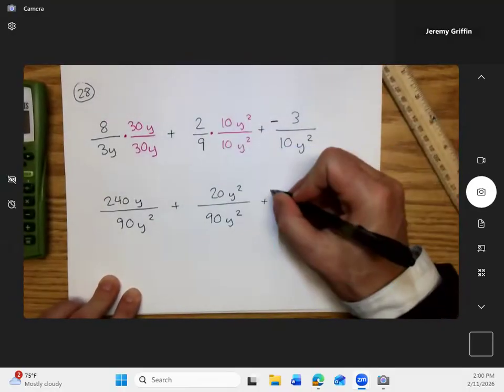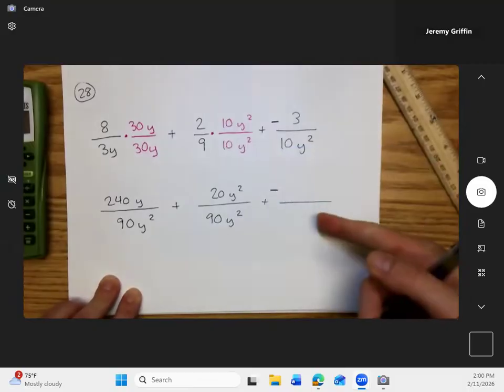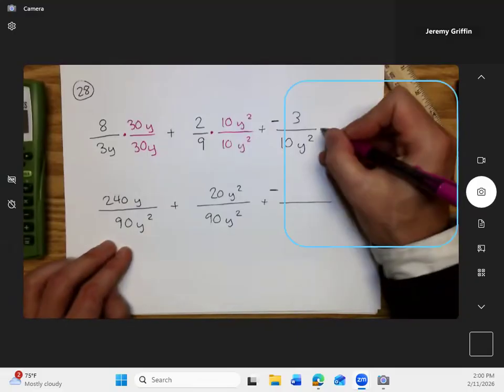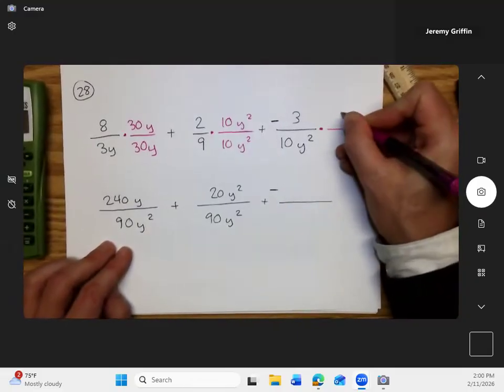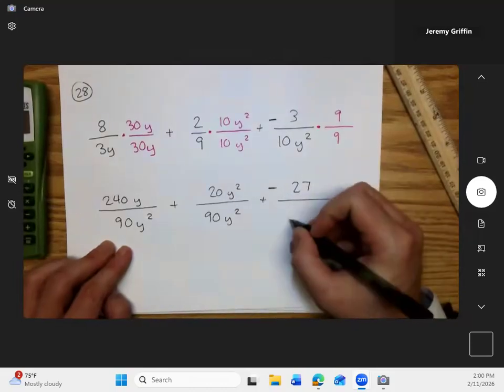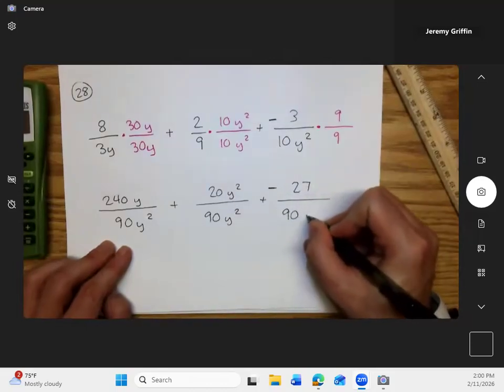Oh, I forgot to make this last one negative again. There you go. This last one's going to be negative. Okay, so I have 10y squared. I need 90y squared. So I need to multiply top and bottom by what? Yeah, 9 over 9. There you go. So the top is negative 27, and then the bottom is 90y squared.